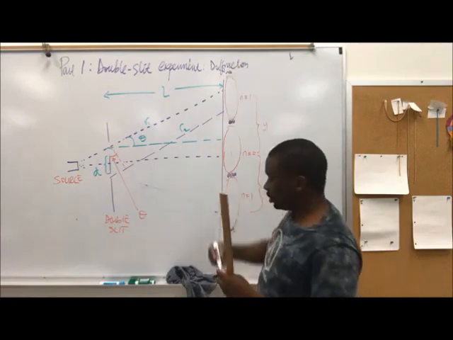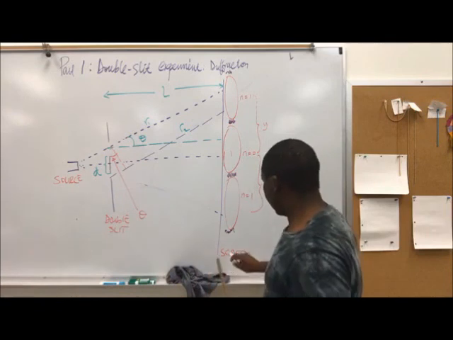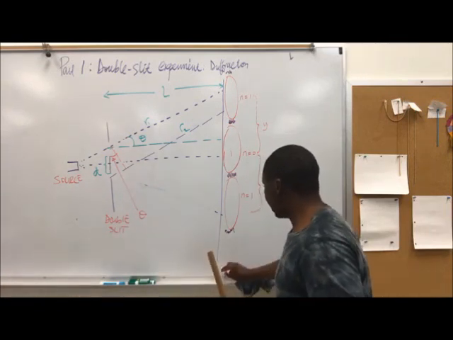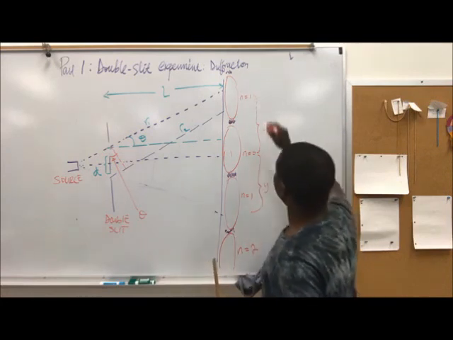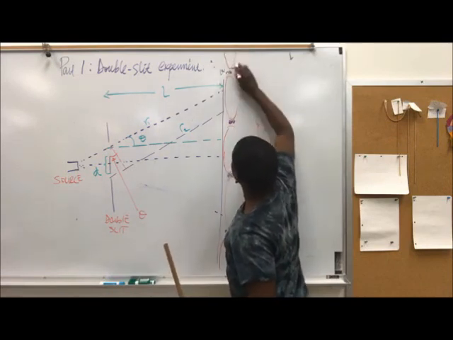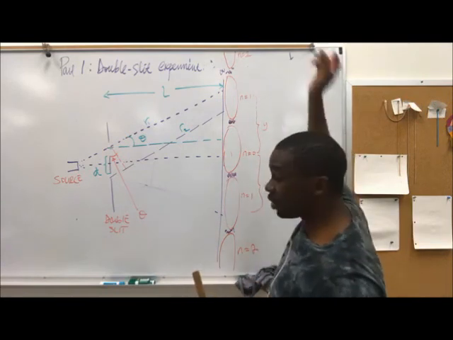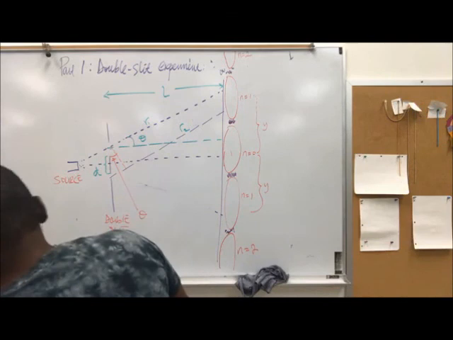So if I was to add the next bright fringe to my system, let me take away the word screen. Now that you know this is the screen, I can wipe that out. We'll have another bright fringe here, which will be N equal 2. Then another bright fringe here, which would be N equal 2 as well. And it goes on and on. Now back to business here.